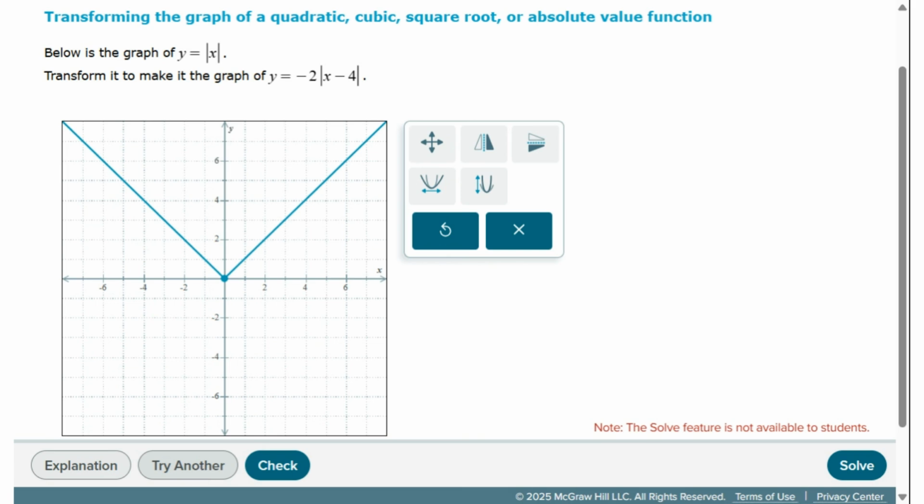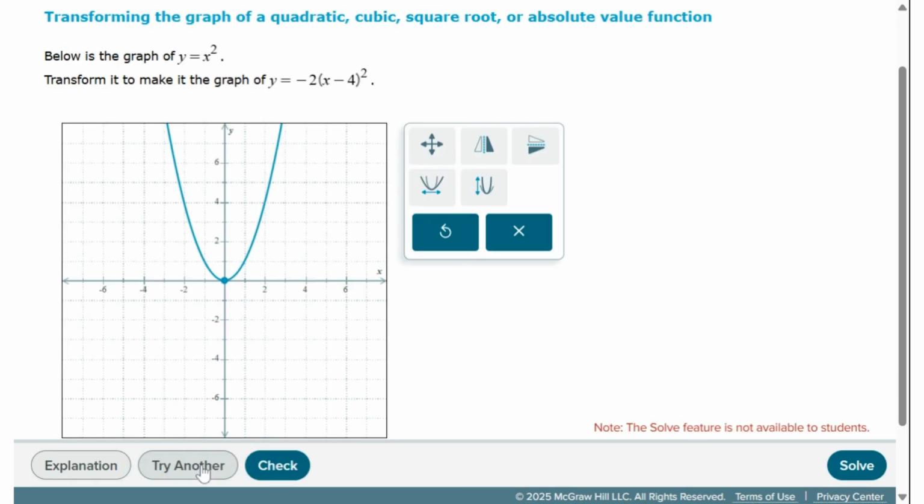I'm going to skip this one, see if we can get a different type of function. All right, here's a quadratic, and they've given us the base graph of y equals x squared, and they want us to graph y equals -2 times x minus 4 quantity squared. Great. So let's first deal with the x minus 4, because that's going to move the thing to the right. It's inside the parentheses. It's going to move the thing to the right by 4 spaces.